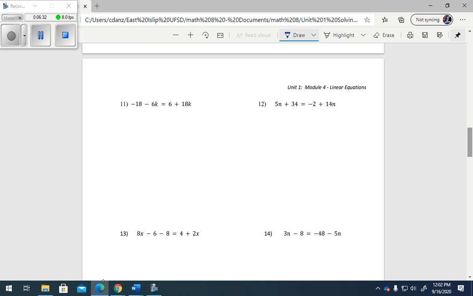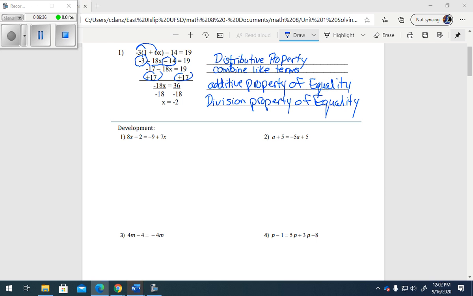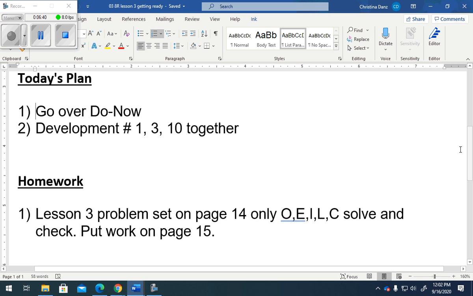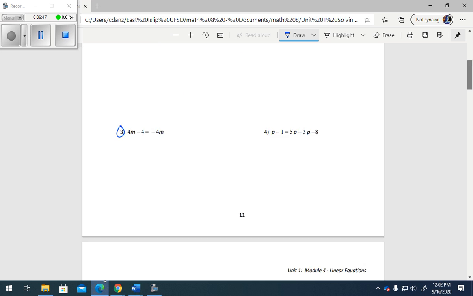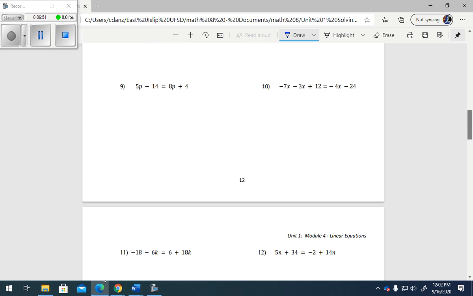So let's go do the 3 classwork problems that I wanted to do. I already forgot what they are. I gotta go circle them. I want to do 1, 3, and 10. And we will have to check also.